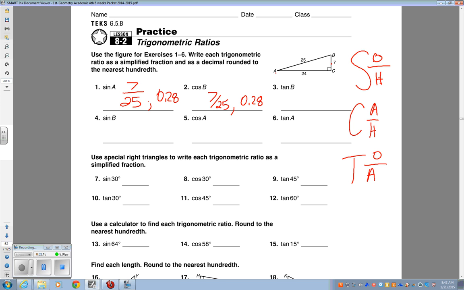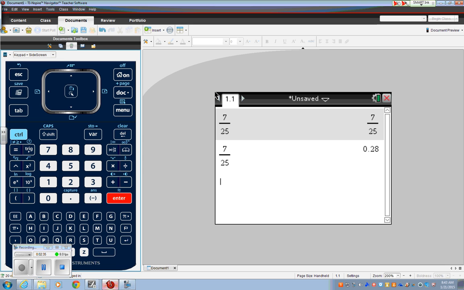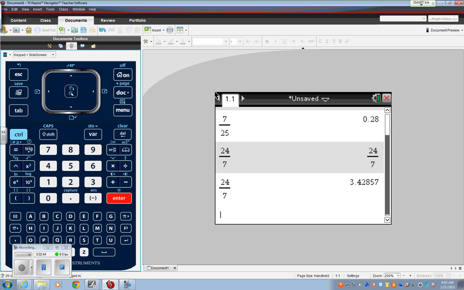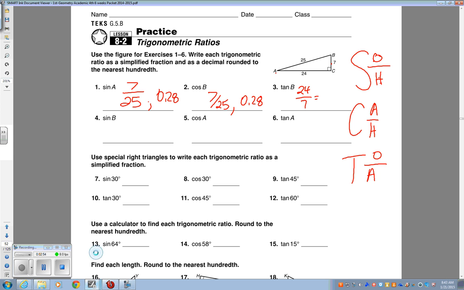Now we're going to do tangent of B. Starting at B, tangent is opposite over adjacent. So what part is opposite the angle B? 24. What number is adjacent to it? So this would be 24 over 7. Then we want the decimal equivalency. All right. Now they ask us to round to the nearest hundredths. How many decimal places is that? 2. So it'll be 3.43. 2 decimal places.